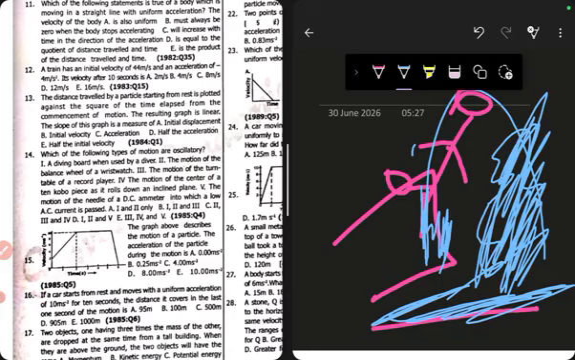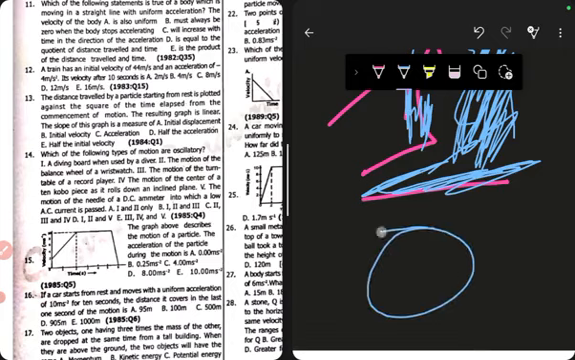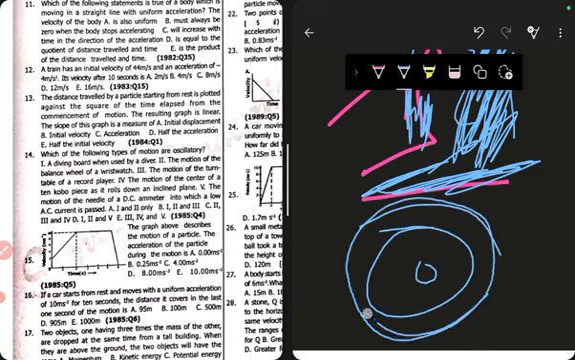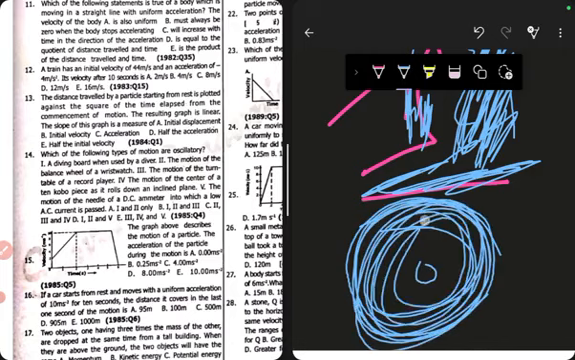Actually carries out vibratory motion or oscillatory motion. III says the motion of the turntable of a record player. The turntable is a circular disc. So if you look at it, the motion is not vibratory. Instead, it is rotational motion. It's rotating, that disc. So it's rotating, so it's not vibratory.